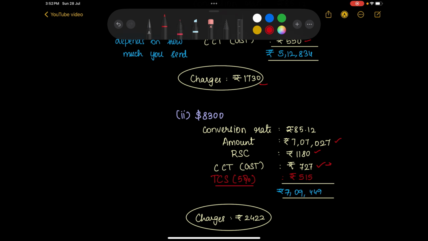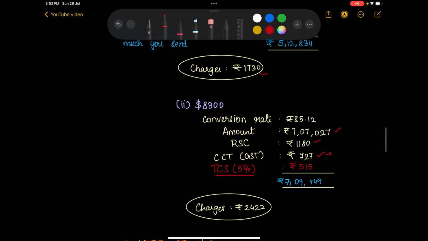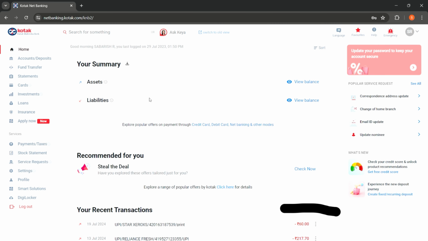This seems pretty low, but when you're sending money to pay university tuition fees, the amounts are really high. I'll show you with an example. As an example, let me show how it works in Kotak Net Banking. So I'll have to first search for sending money abroad.